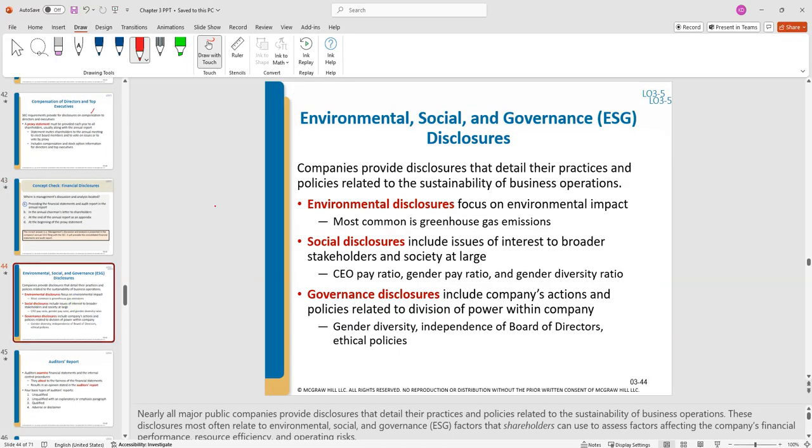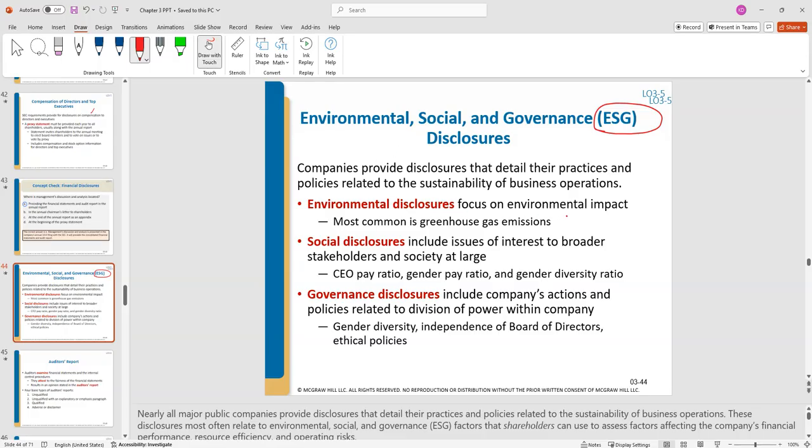A new, growing area is ESG disclosures. These typically are going to be voluntary as a general rule. We don't have GAAP breathing down our neck telling us we must do this, but a lot of times companies still nevertheless do disclose these.